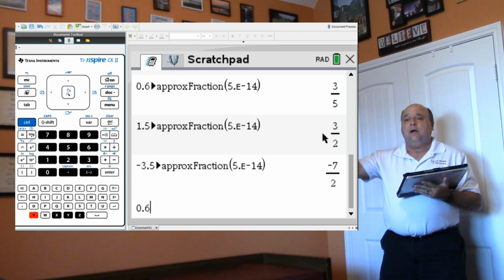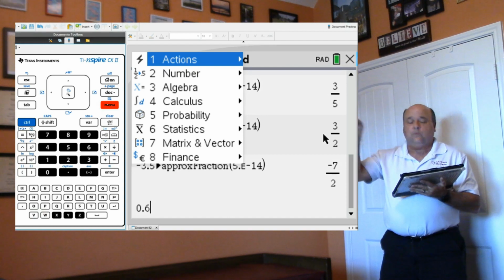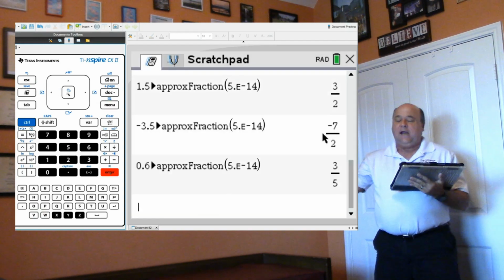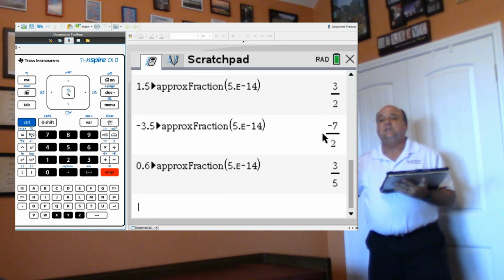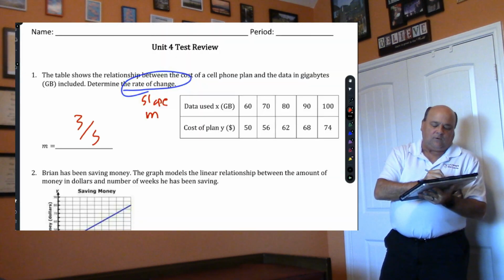Now the menu number, approximate to fraction. So menu, and I'm just at 2, enter. Menu number, approximate to fraction, enter, and the 0.6 or the 6/10 is 3/5. So the answer to number 1 is going to be 3 over 5.